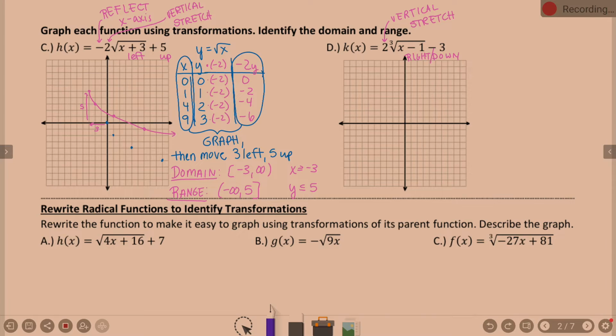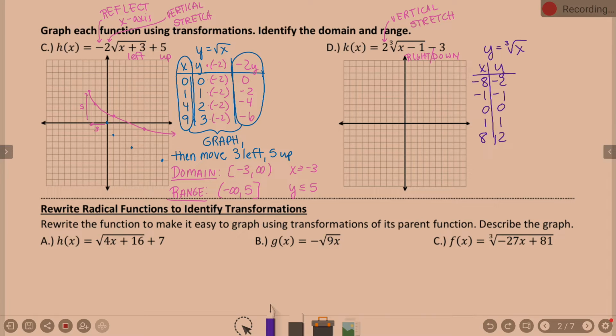Because this is a cube root. So when I grab my cube root of values from the front side, we had what? -8, -2, -1, -1, 0, 0, 1, 1, 8, 2. Does that sound right? Yeah. Okay. And then the right and down are just easy movements on the graph.